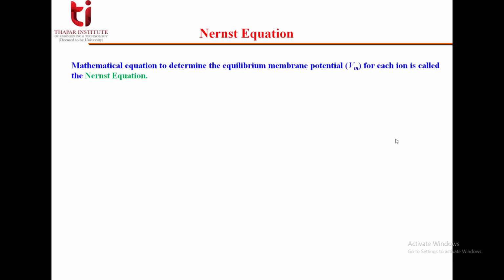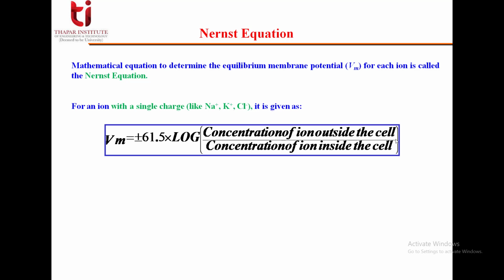Now we will discuss the Nernst equation, which is related to each ion. It is the mathematical equation to determine the equilibrium membrane potential, generally represented as Vm for each ion, and it is called the Nernst equation. Now, for each ion that has a single charge, such as the sodium ion, potassium ion and chloride ion, they have a single charge, whether positive or negative.